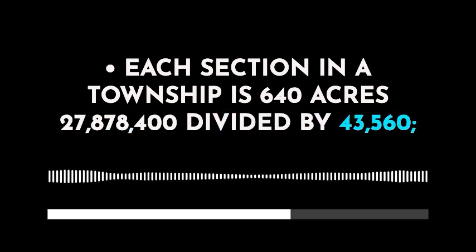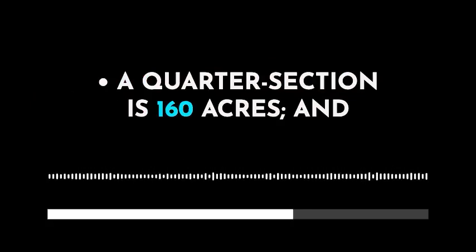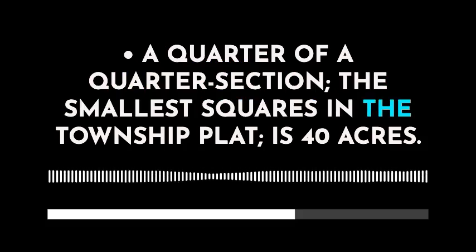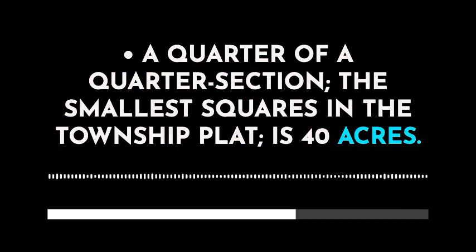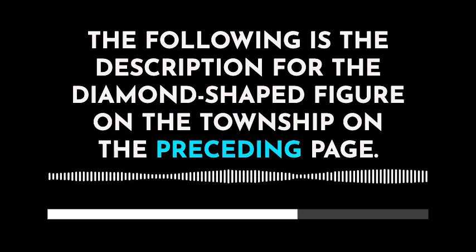27,878,400 divided by 43,560. A half section is 320 acres. A quarter section is 160 acres, and a quarter of a quarter section, the smallest squares in the township plat, is 40 acres. The following is the description for the diamond-shaped figure on the township on the preceding page.